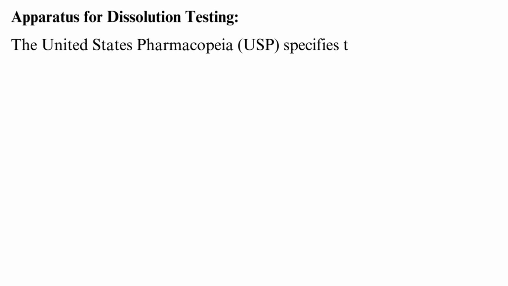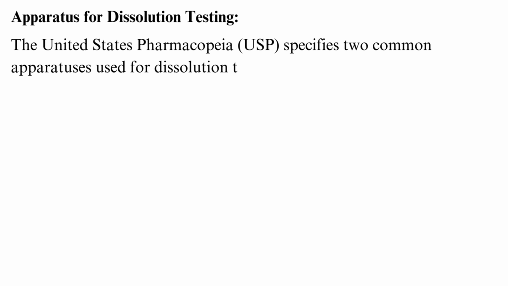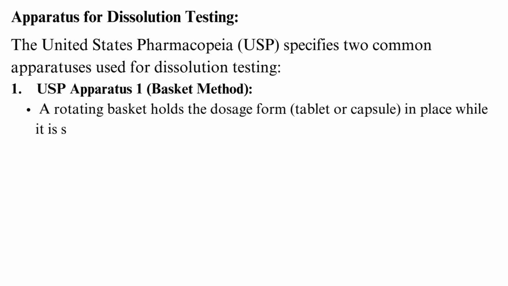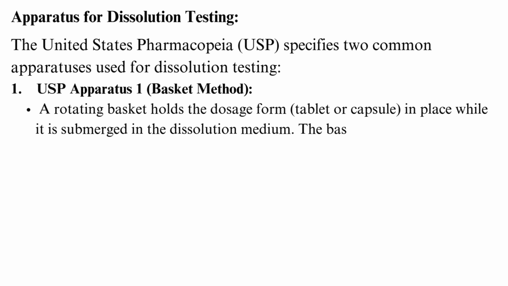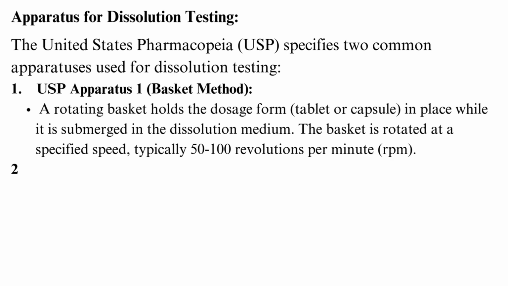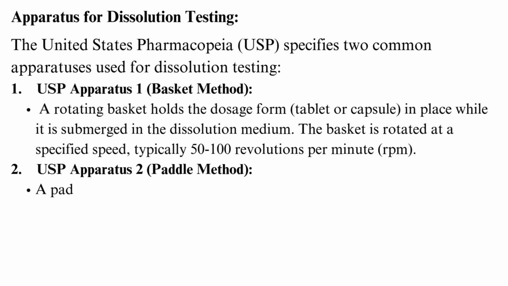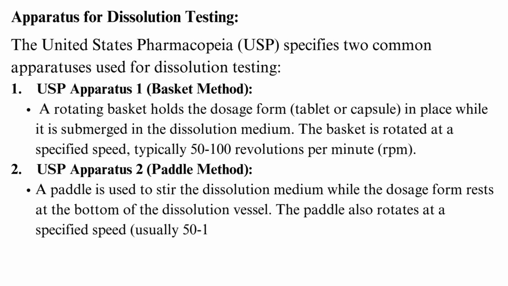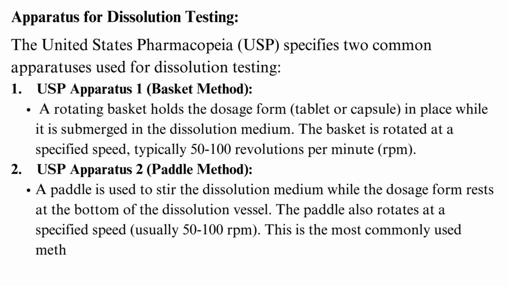Apparatus for dissolution testing. The United States Pharmacopeia specifies two common apparatuses used for dissolution testing. USP Apparatus 1, Basket Method. A rotating basket holds the dosage form, tablet or capsule, in place while it is submerged in the dissolution medium. The basket is rotated at a specified speed, typically 50 to 100 revolutions per minute. USP Apparatus 2, Paddle Method. A paddle is used to stir the dissolution medium while the dosage form rests at the bottom of the dissolution vessel. The paddle also rotates at a specified speed, usually 50 to 100 rpm. This is the most commonly used method.